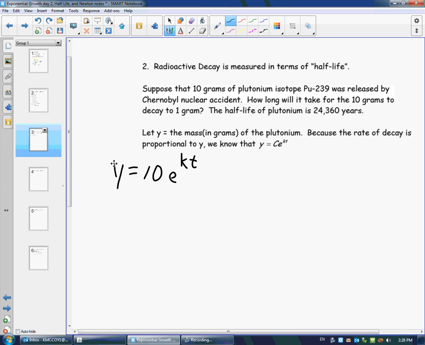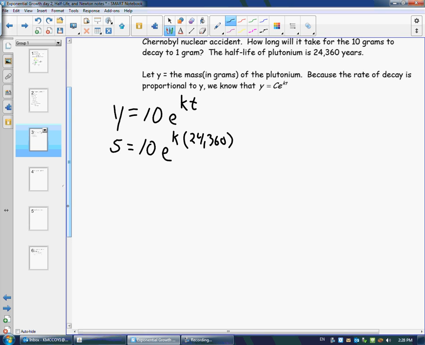What we do know is that it's going to take 24,360 years to get to half of 10. Of course, half of 10 is 5. And it's going to take k times 24,360 years. And that's going to allow us to find k. So we'll divide both sides by 10. What a coincidence. It gives us 1/2. Makes sense. We're talking about half-life.